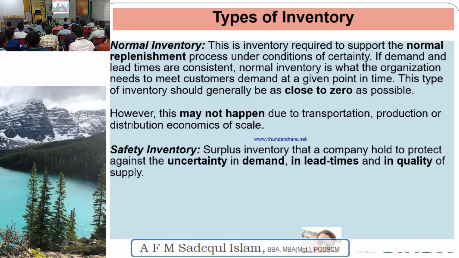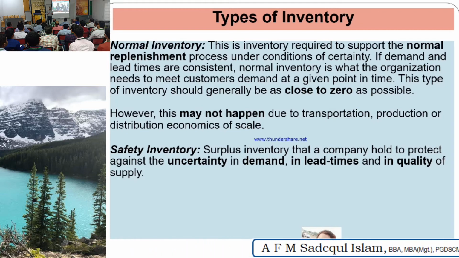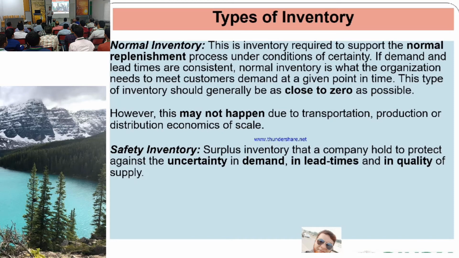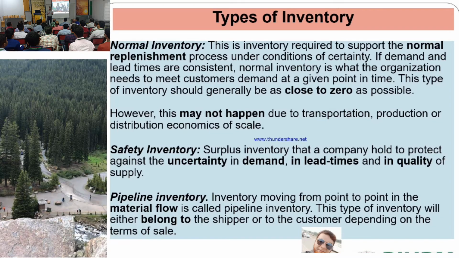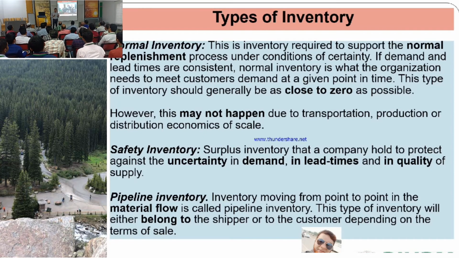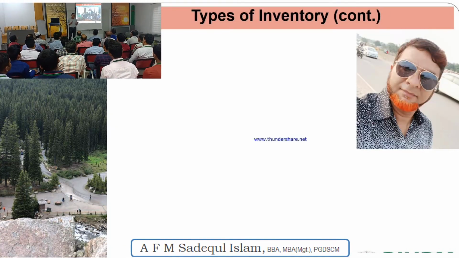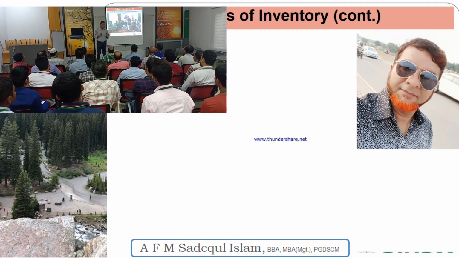Safety inventory. Surplus inventory that a company holds to protect against the uncertainty in demand. And pipeline inventory. Inventory moving from point to point in the materials flow is called pipeline inventory. There are some other inventories.